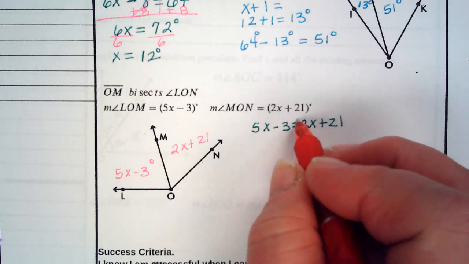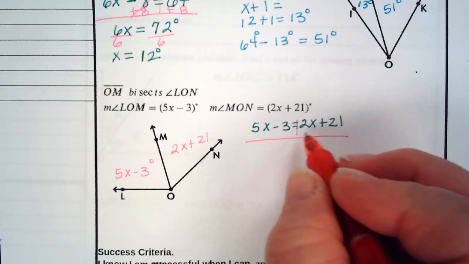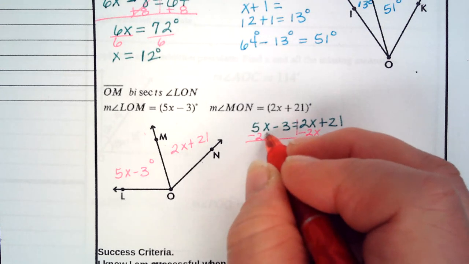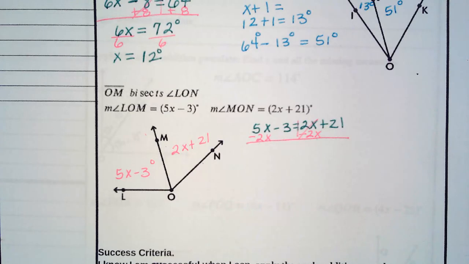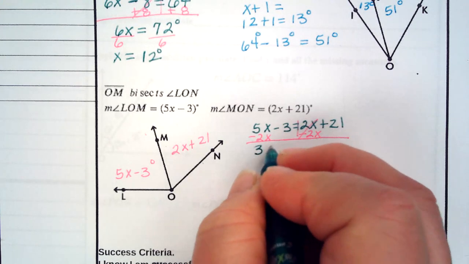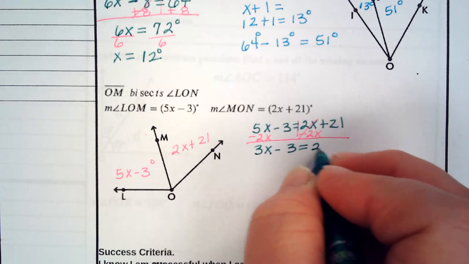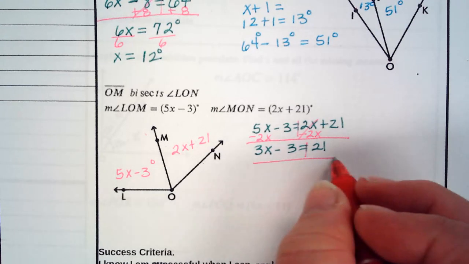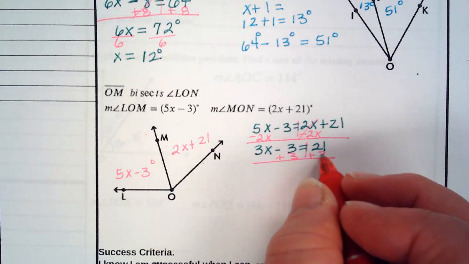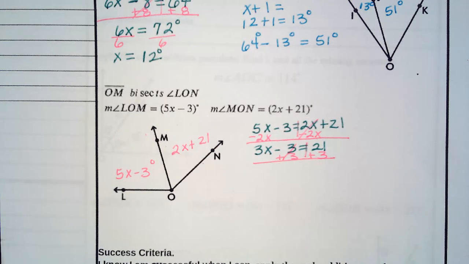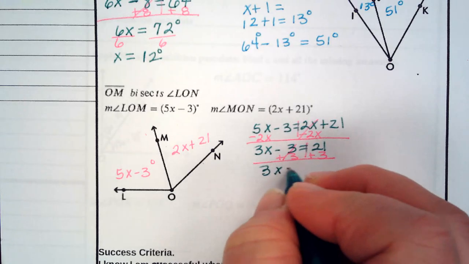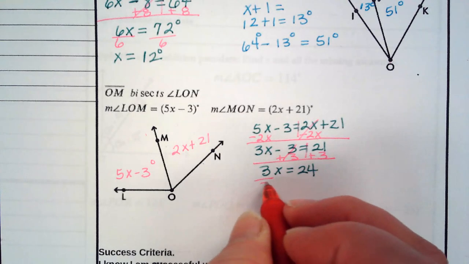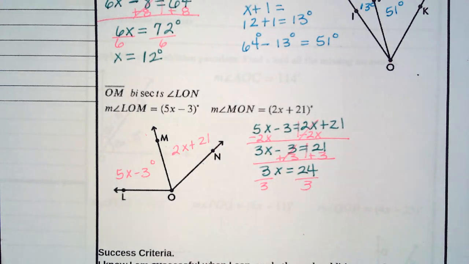Now I'm ready to solve for x. 2x is smaller than 5x, so I'll subtract 2x from both sides. 3x minus 3 is equal to 21. Add 3 to both sides. 3x is equal to 24. Divide by 3. And x is equal to 8.